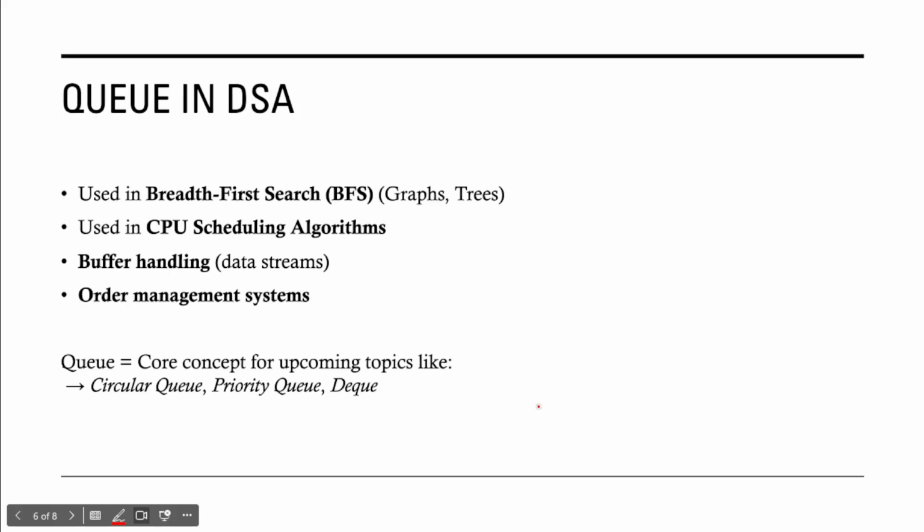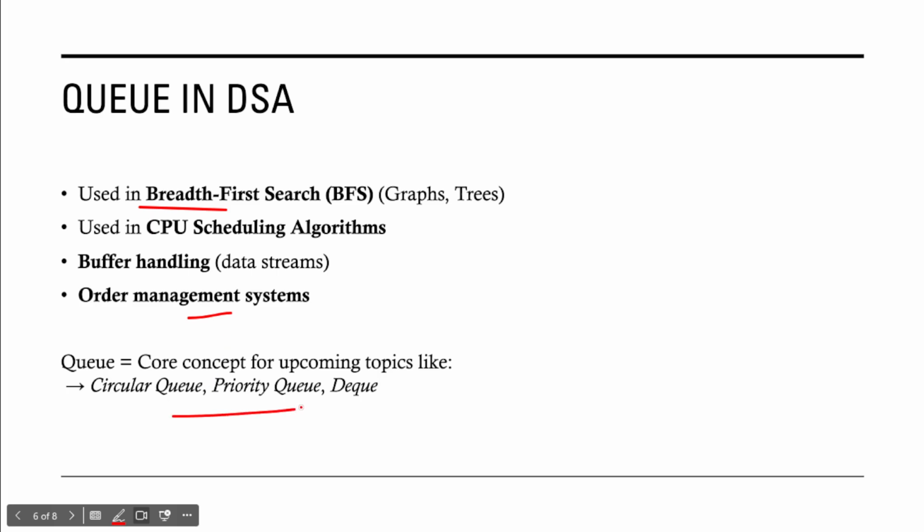Now the big question: where do we actually use queues in DSA? Queues play a major role in many algorithms, like breadth first search, BFS, whether it is a tree or graph, queues are essential here. In CPU scheduling algorithms, operating systems use queues to decide which process runs next. They are also used for buffer handling, like managing data streams, and in other systems where tasks need to be processed in order. Queues are also the base for more advanced structures like circular queue, priority queue, and deque, all of which we will cover soon.